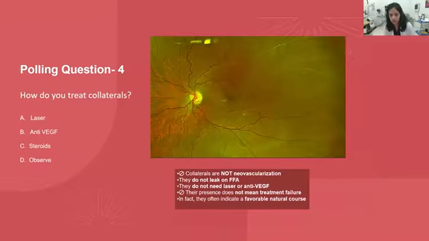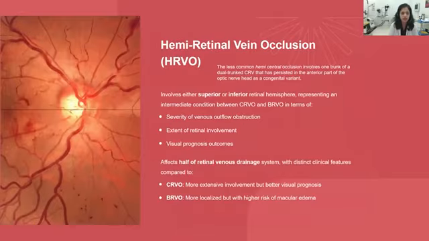So coming to hemiretinal vein occlusion, it is not as common as CRVO or BRVO, but we do see it. The less common hemicentral occlusion involves one trunk of a dual-trunked CRV. So earlier it was thought to be a variant of BRVO, but then they realized it is the central retinal vein, which is dual-trunked in some patients, that has persisted in the anterior part of the optic nerve head as a congenital variant. So it involves either the superior or inferior retinal hemisphere. So it's an intermediate condition between the two.